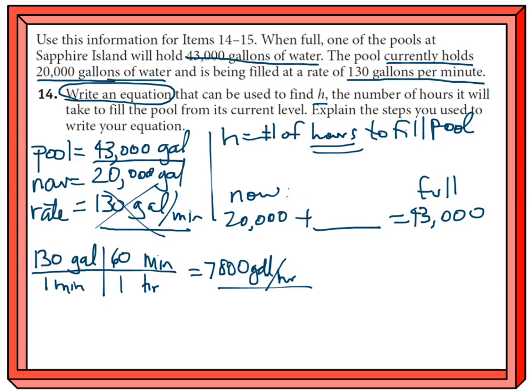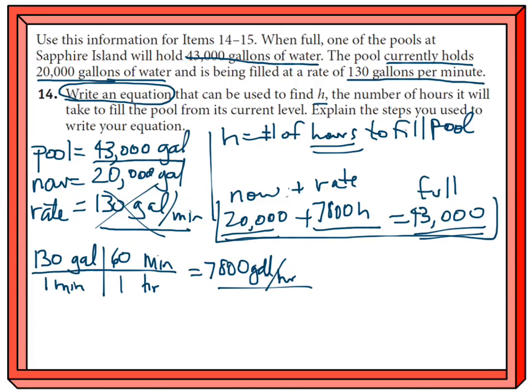So for us, that is 7,800 h. So this is the rate at which it's getting filled. So we have how much we have in our pool right now, plus we're filling the thing up at 7,800 gallons per hour until it reaches a full pool. And so here's our equation, and that is how we got it.